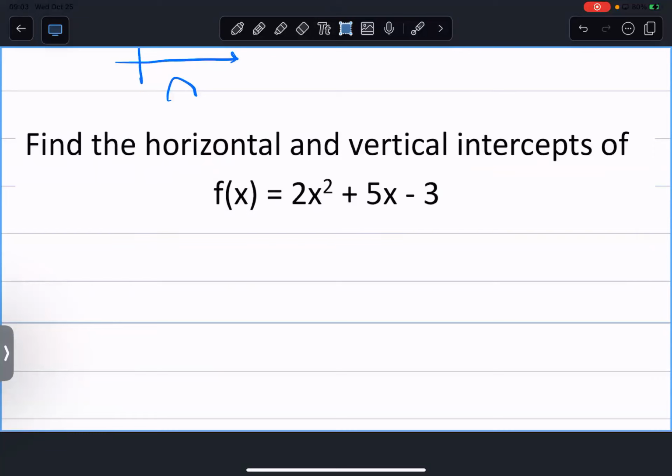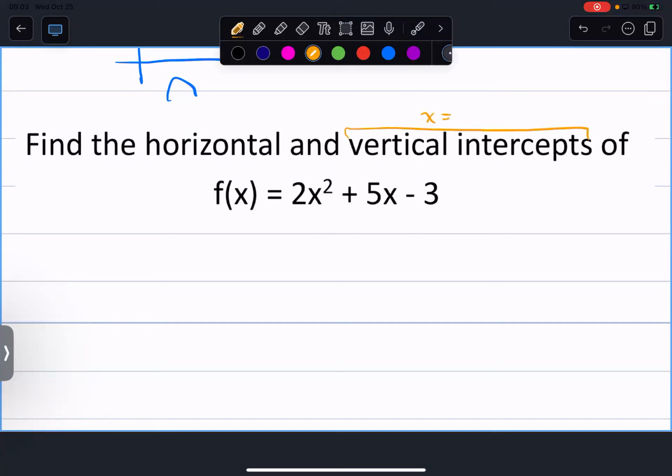Okay, so the vertical intercept, right? We said that one's pretty breezy. The vertical intercept is when x is equal to 0. The horizontal intercept is the sneakier one. That's when f of x is equal to 0, right? When your y is equal to 0. And that's when we have a quadratic, that's when we use the quadratic formula.